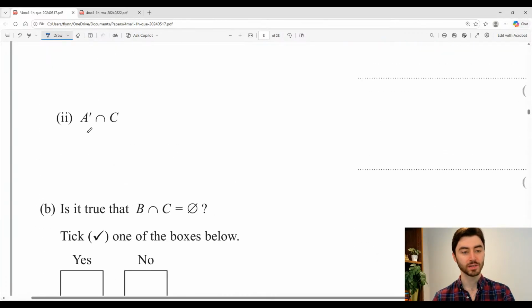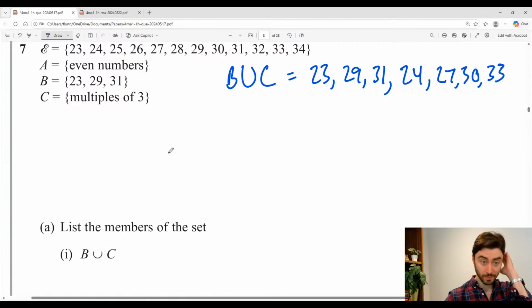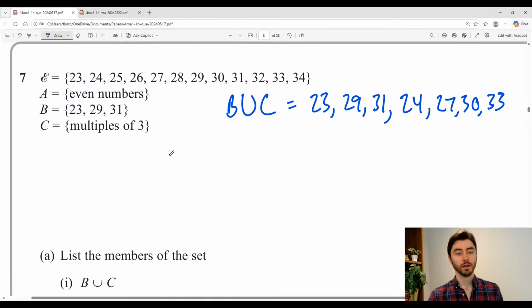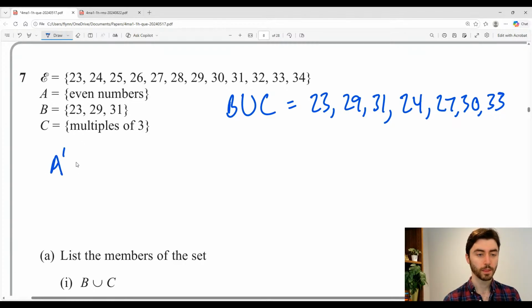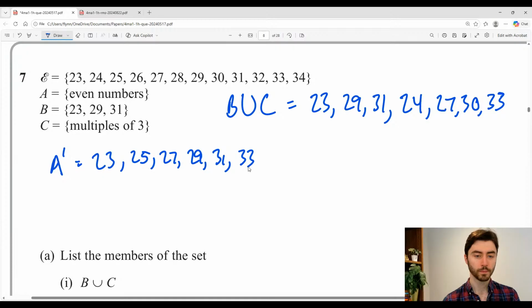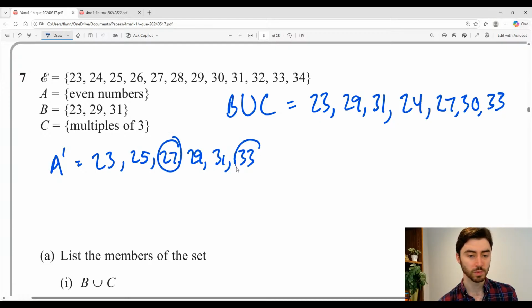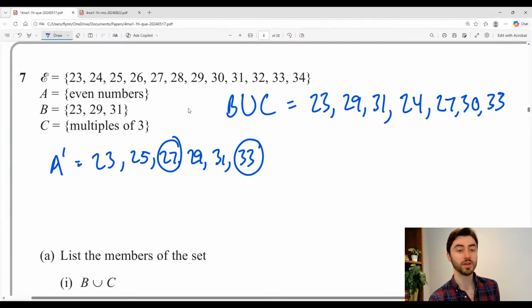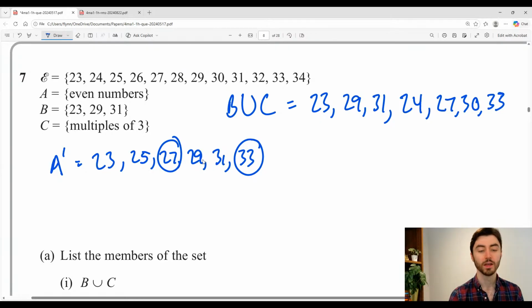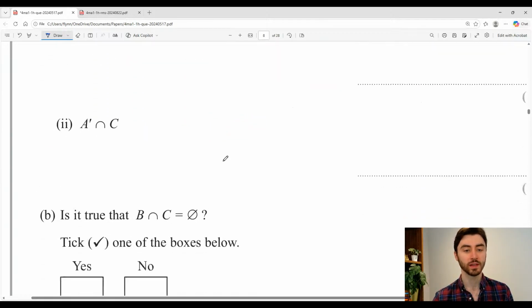Not A intersected with C. So not A intersection C. So intersections are more exclusions, right? So not A would be the set of the odd numbers. It would be 23, 25, 27, 29, 31, 33. And the intersection of that with C, which are the multiples of 3, means we want to only pick the ones that are also multiples of 3. So it's exclusive. It's and. It has to be not even, and it has to be a multiple of 3. So in this case, the answer would be 27 and 33.